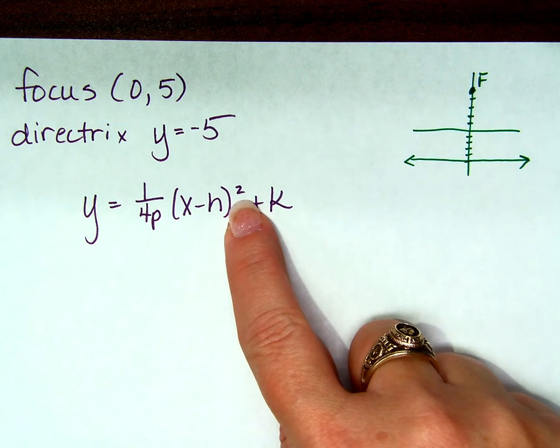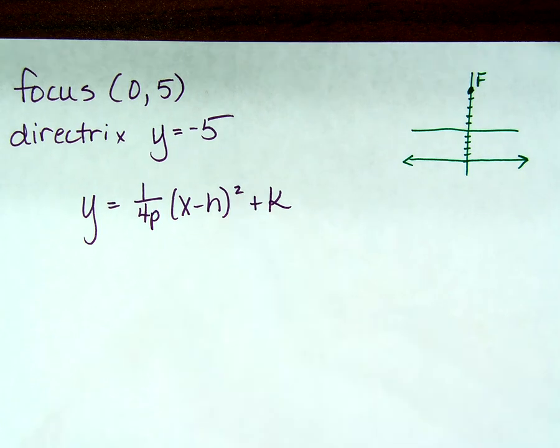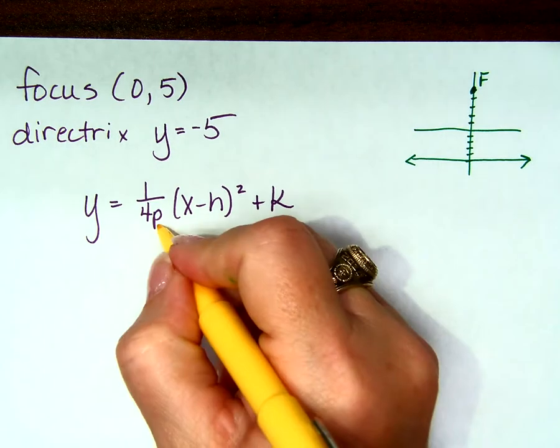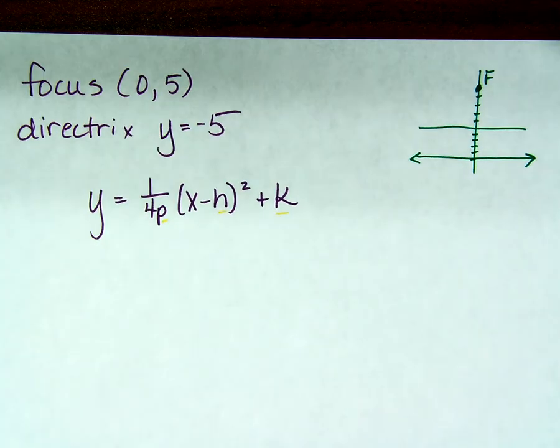Well, I've got an x squared, so I don't need to worry about that. What are the 3 things I need to know to be able to complete this formula? P, H, and K. Everybody okay with that? Well, how do I find H, K?